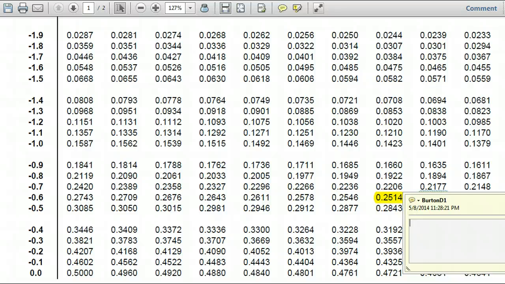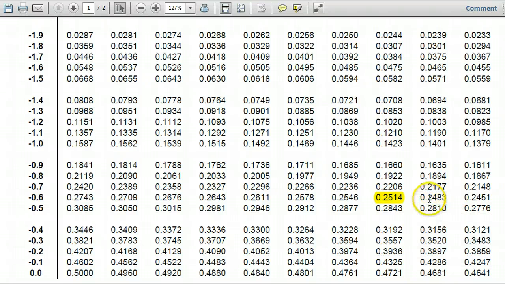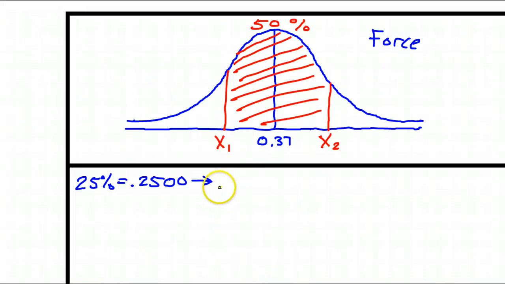Whoa, what's that? I don't want that. Okay, I don't know what I'm doing suddenly. Okay, 0.2514 is the closest.